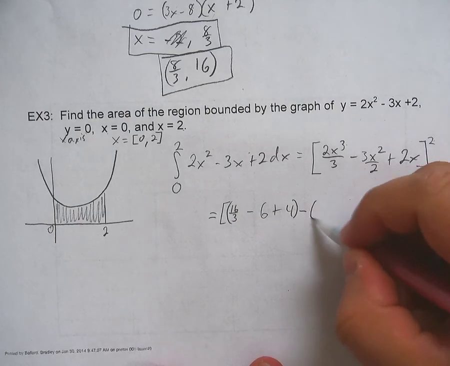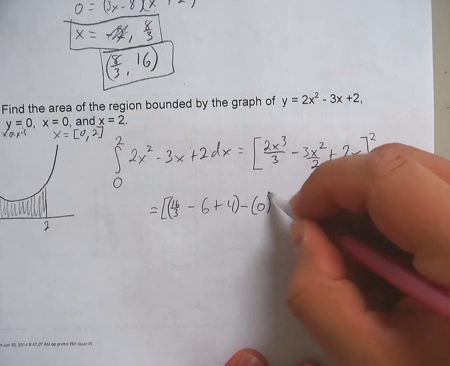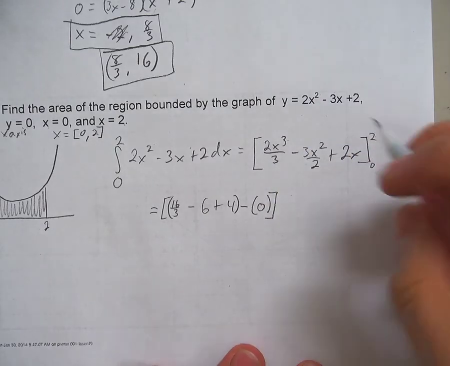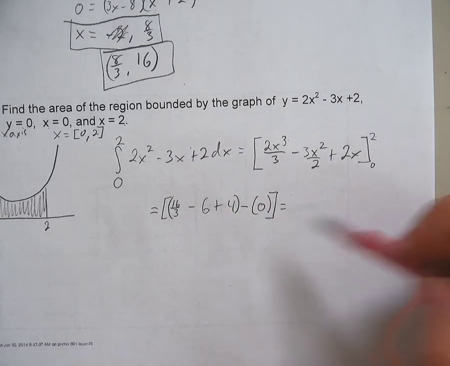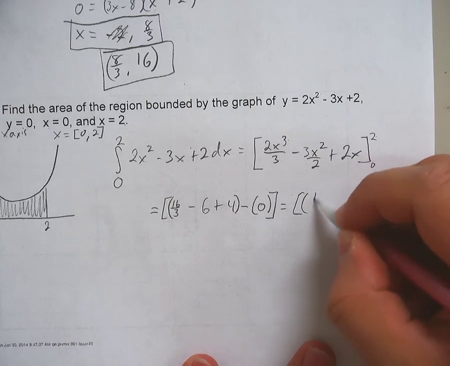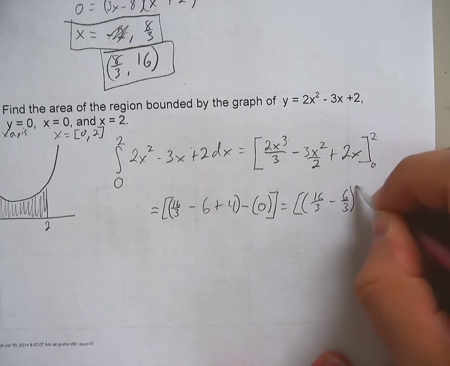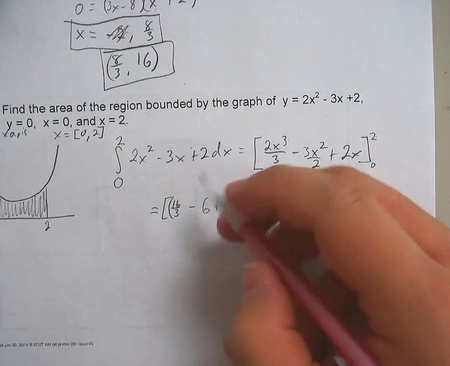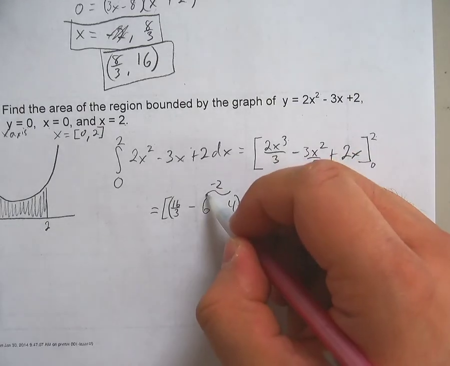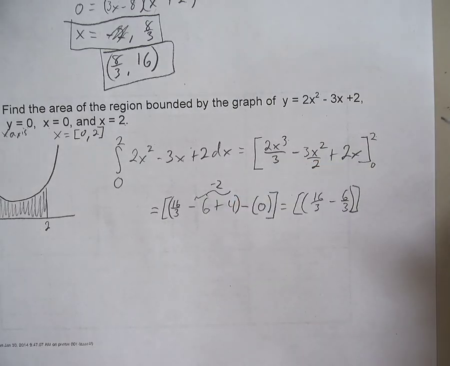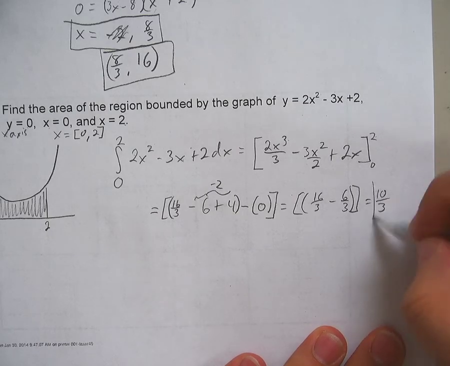That's f of b. Now minus f of a. 0. Well, that was easy. 0, 0, 0. So that's going to be what? This will be negative 2, so it'll be 16 thirds. And 2, so minus 6 thirds. This will give you negative 2. Right? Minus 2, rather. So change it to a fraction. And that's 10 thirds. Yay!